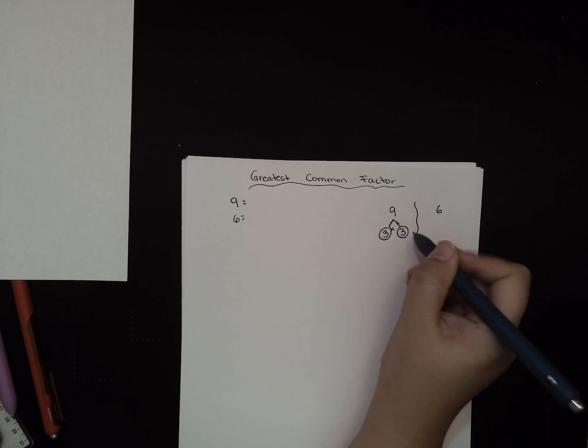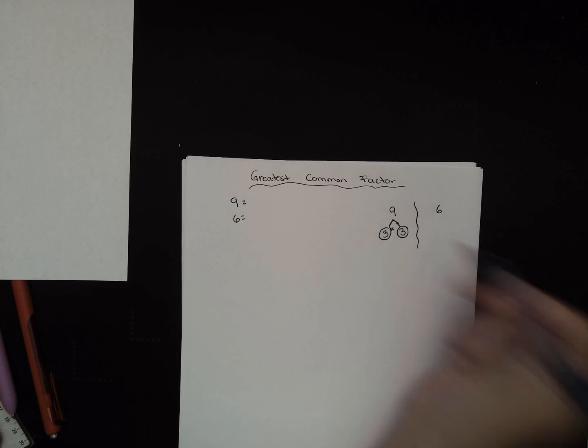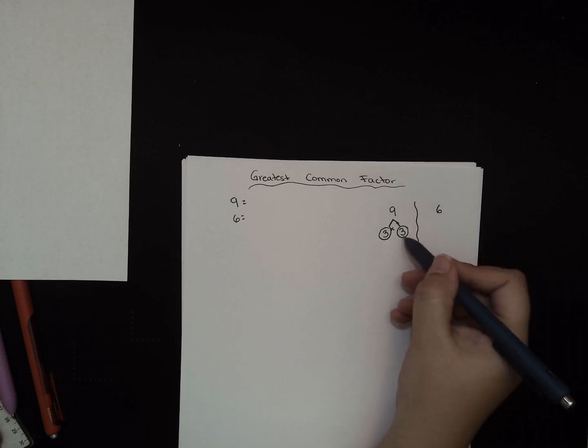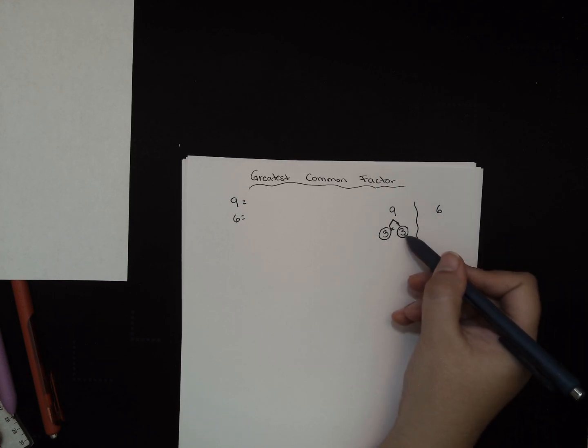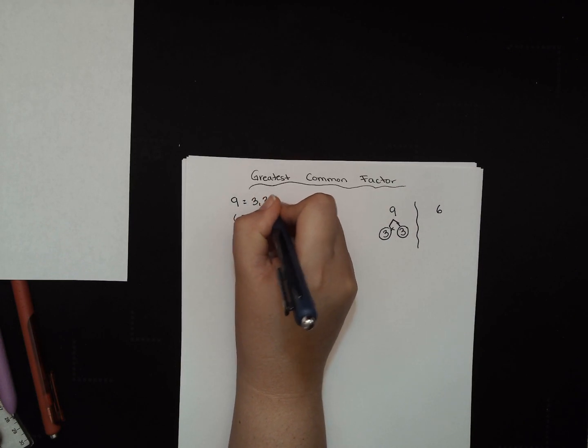So again, if you have a factor and you can no longer break it down by itself or by 1, then that would be a prime. So I'm going to circle. That means my factors for 9 are 3 and 3. So I'm going to put 3 and I'm going to put 3.